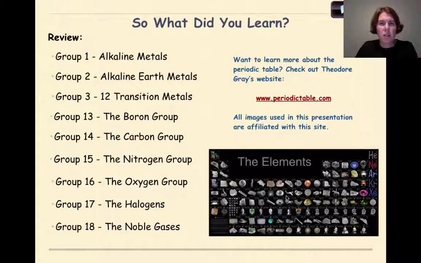So what did we learn in this tutorial? Well, we went over the properties of group 1, group 2, groups 3 through 12. We talked about the boron group, the carbon group, the nitrogen group, the oxygen group, a little bit about the halogens, and finally wrapped it up with the noble gases.